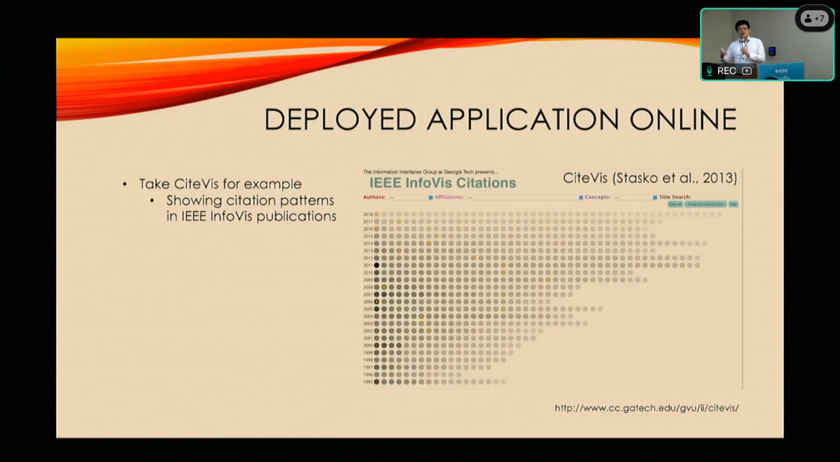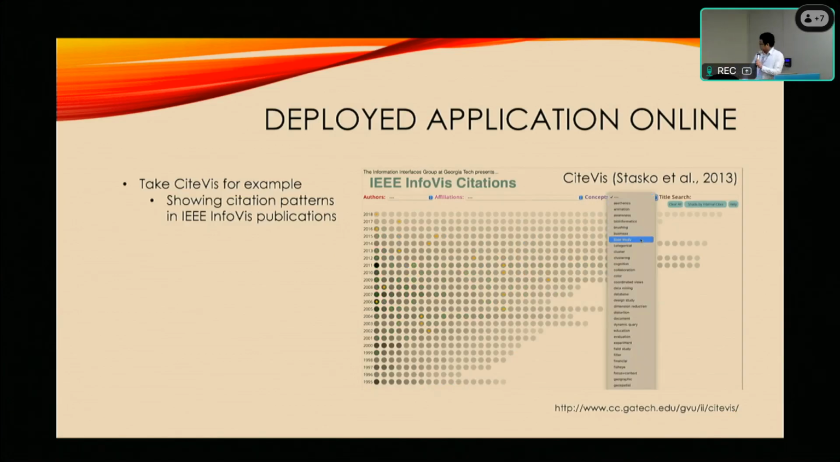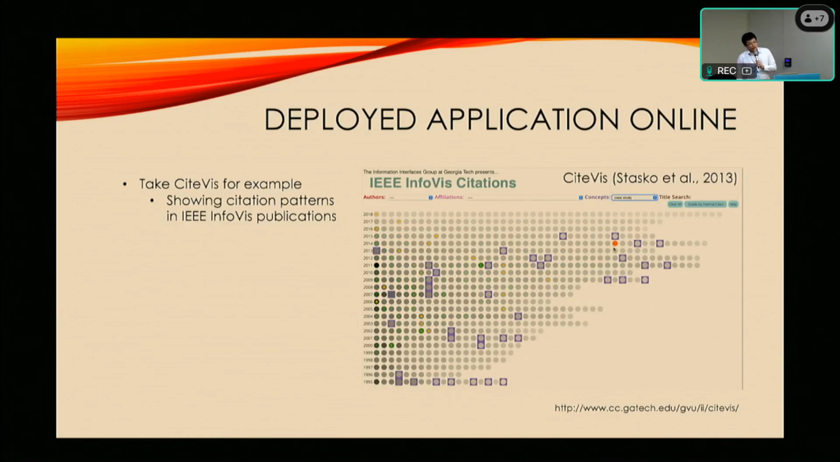So imagine someone develops an application and puts it online. Take PacificVis, for example. Maybe some of you know this. It visualizes IEEE VIS InfoVis publications. And it may have some interactions, such as finding interesting citation patterns over here. Every circle is a publication. It also has some drop-down boxes. It has some search boxes, and so on.